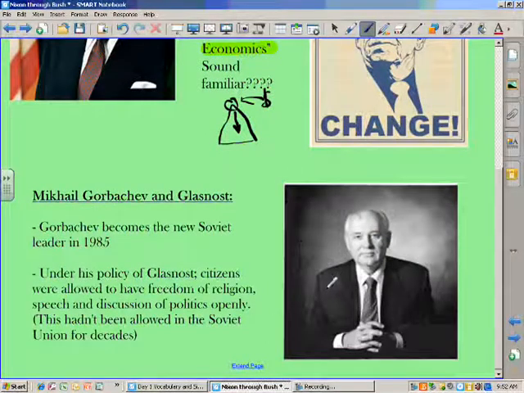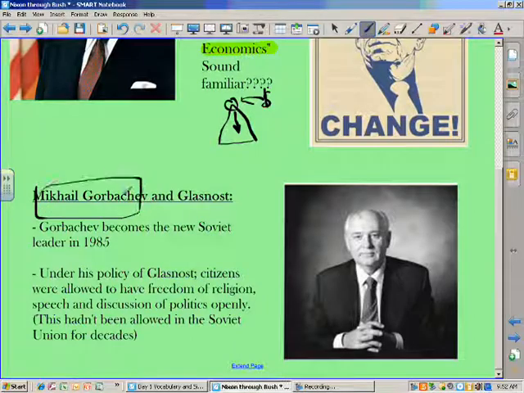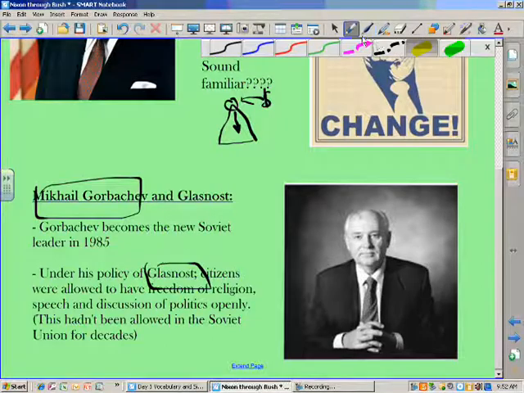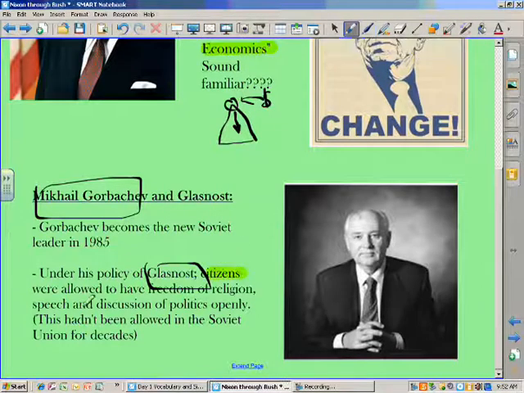During his presidency, there was a new Soviet leader, Mikhail Gorbachev, and he developed the policy of glasnost. Gorbachev became the new Soviet leader in 1985, and under his policy of glasnost, citizens were allowed to have freedom of religion, speech, and discussion of politics openly. This hadn't been allowed in the Soviet Union for decades, so this was a huge step in bringing that communism era of the Soviet Union to a close.